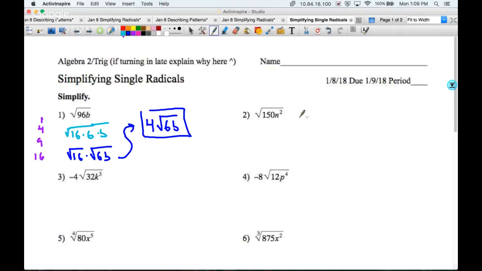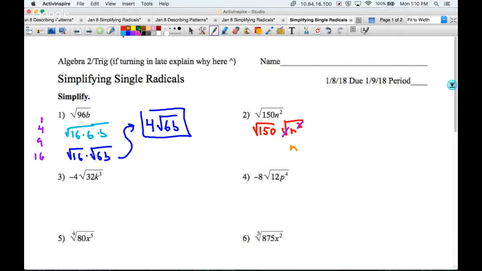Let's go to number 2. Number 2 has a squared underneath it, so that's going to change things just a little bit. I can split this into the square root of 150 times the square root of n squared. And that square root and that squared are going to cancel out. I'm going to be left with just an n. For the square root of 150, I've got to figure out the biggest number that'll go into that evenly. 1, 4, 9, 16, 25 will go in evenly.